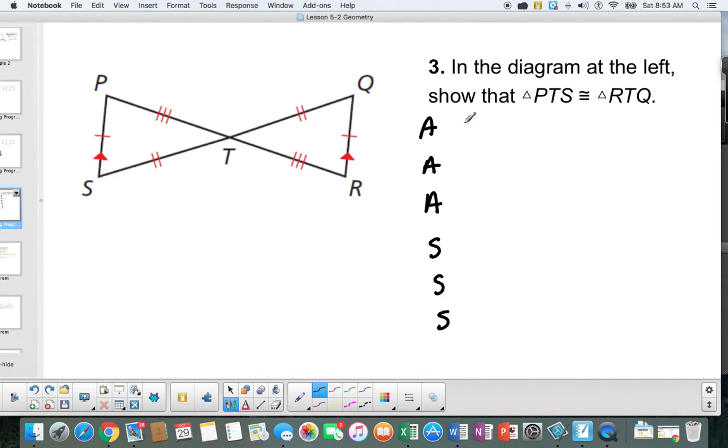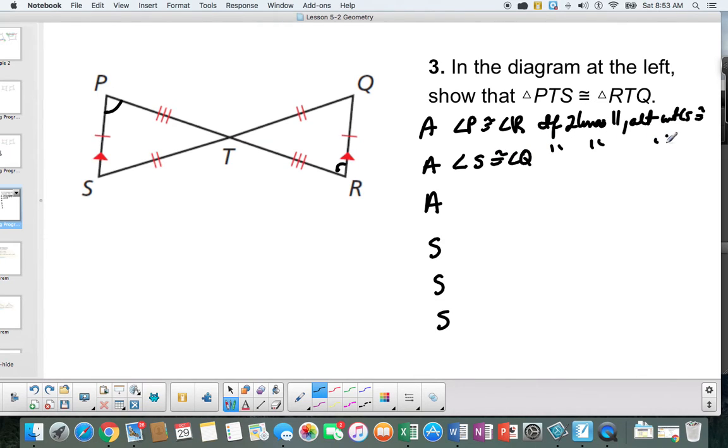Okay, so I need to show that angle P is congruent to angle R. Angle P congruent to angle R. Now let's see what's happening. Angle P and angle R. Well, I can see that's true because if 2 lines are parallel, alternate interior angles are congruent. And that's going to be true for S and Q. So angle S will be congruent to angle Q, and then this will be the same reason.